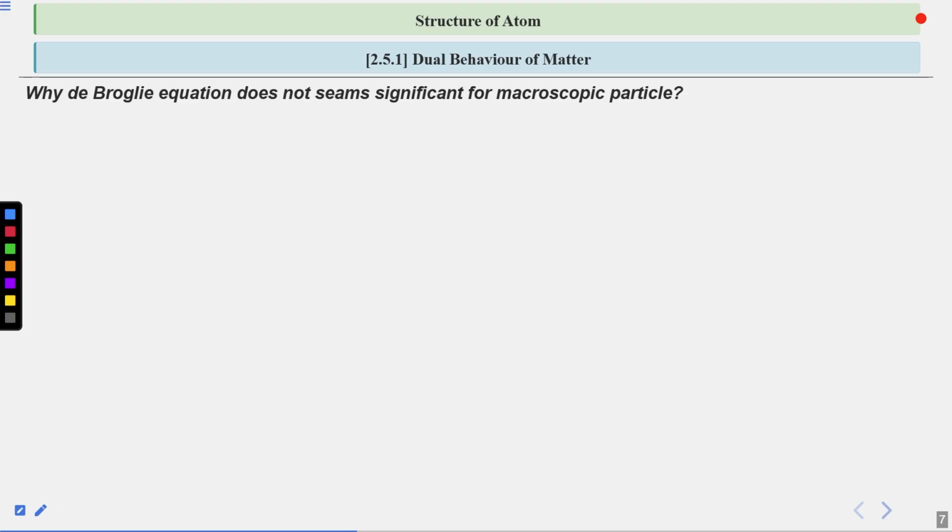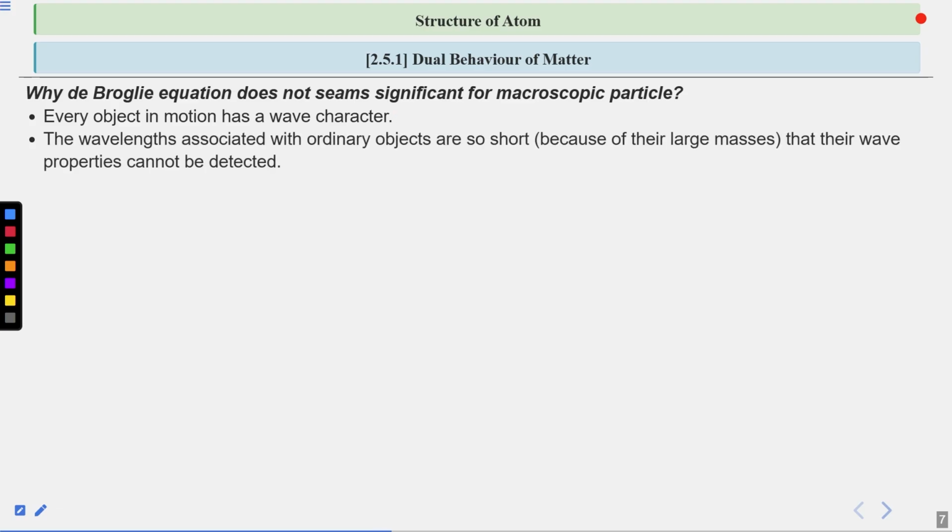As I have mentioned earlier, every object, irrespective of its size, whether bigger, that is macroscopic, or smaller, that is microscopic, will have a wave-like character. But the point is that ordinary objects, which are bigger in size, have a very short wavelength. As a result of this short wavelength and its large size, its wave nature cannot be detected. Got it? Is it clear?